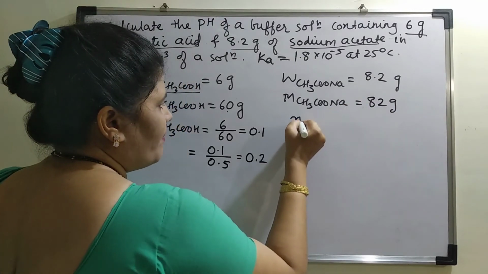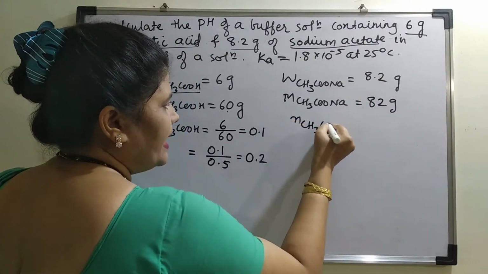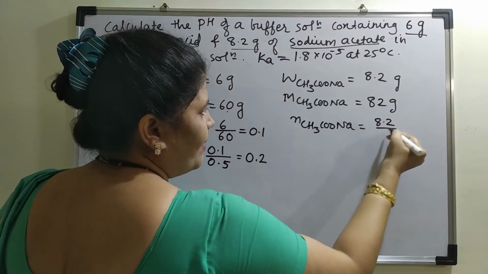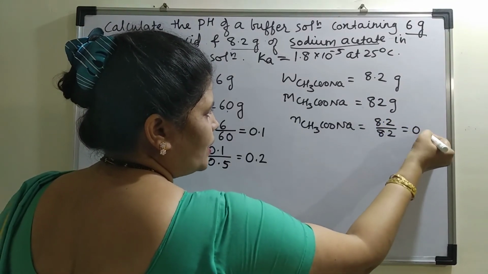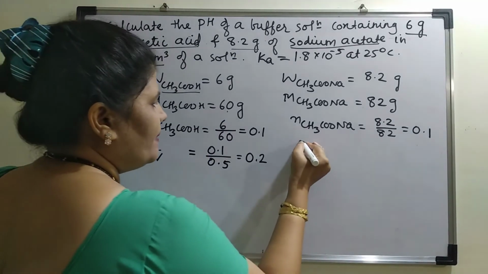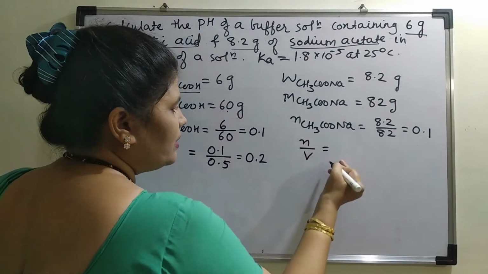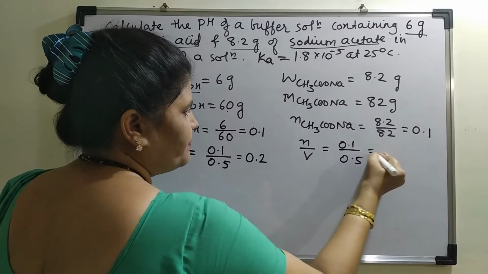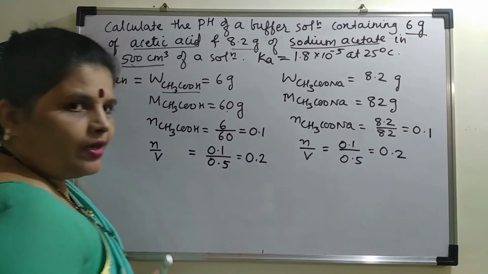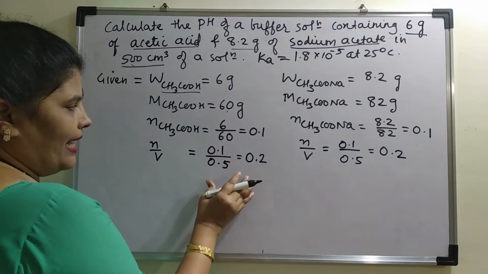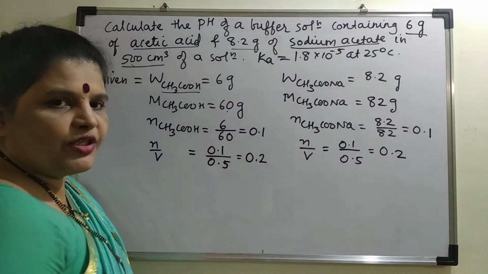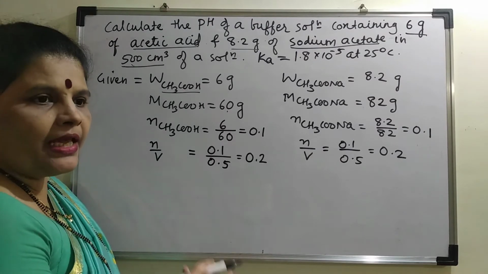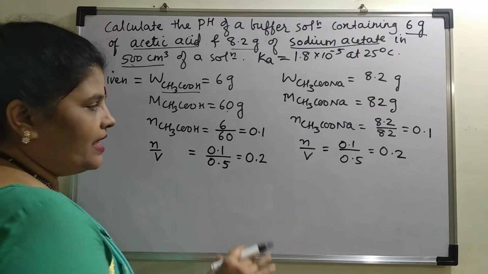So what will be the number of moles of this sodium acetate? It is given mass upon molar mass. So that is 0.1. So what will be its molar concentration? It will be 0.1 upon 0.5, so it will be 0.2. Always remember that whenever you have both the concentration terms the same, then the pH of the solution will be equal to pKb or pKa. Let us see what it is.